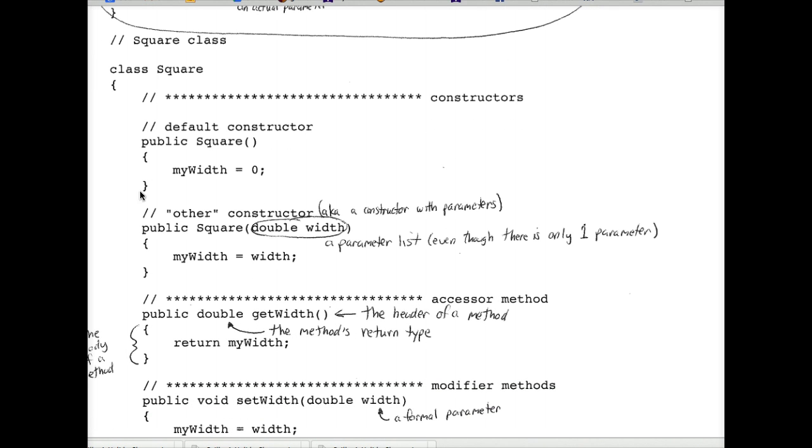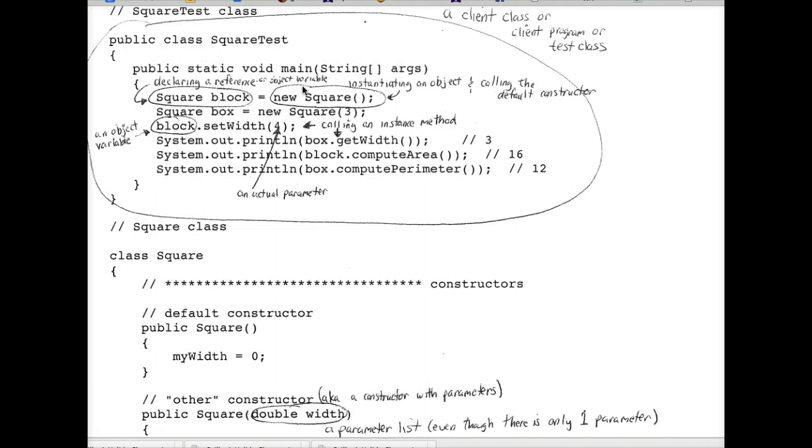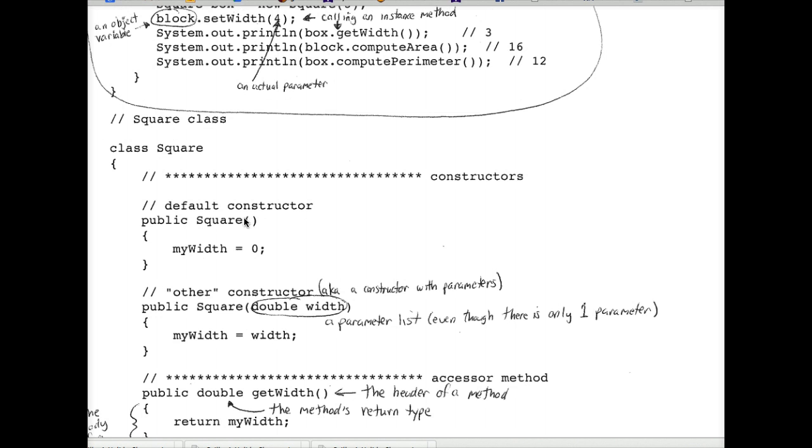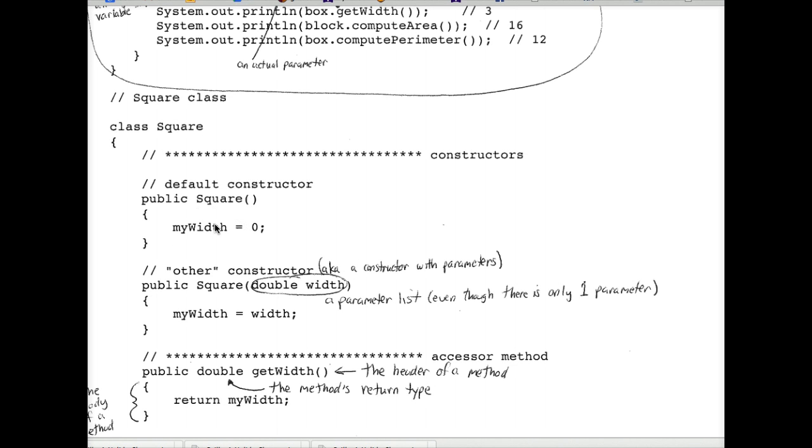The default constructor is essentially what looks like a method. It's got its own set of curly braces and a method header. And it's the word square with empty parentheses. So we identify that connection. We are not passing any parameters because the parentheses here are empty. Neither are we receiving any parameters because the parentheses here are empty.